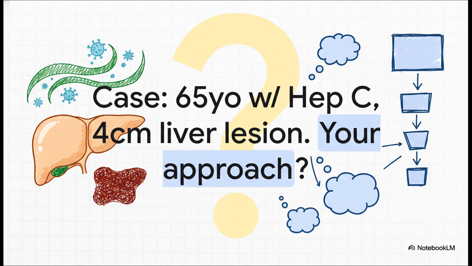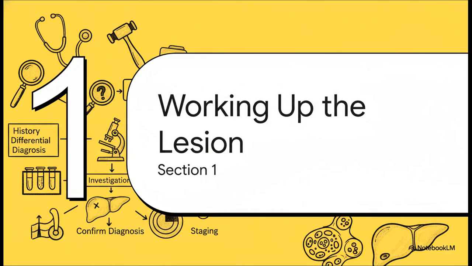You've got a 65-year-old man. Known history of hepatitis C. A screening ultrasound picks up a 4-centimeter lesion in his liver. Tell me how you're going to approach this. Go. My approach, of course, is going to be systematic.